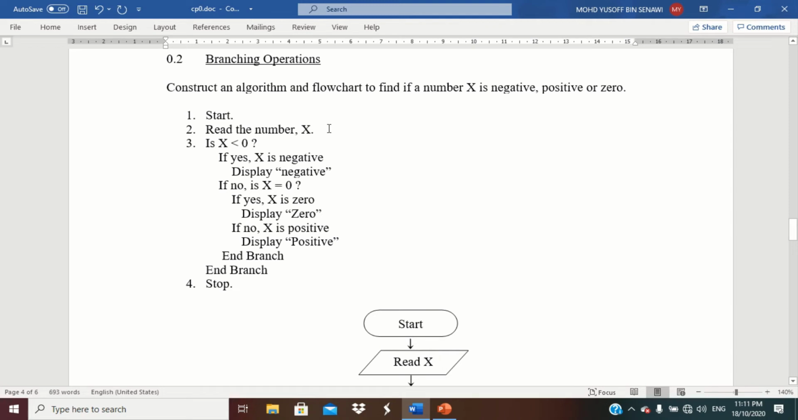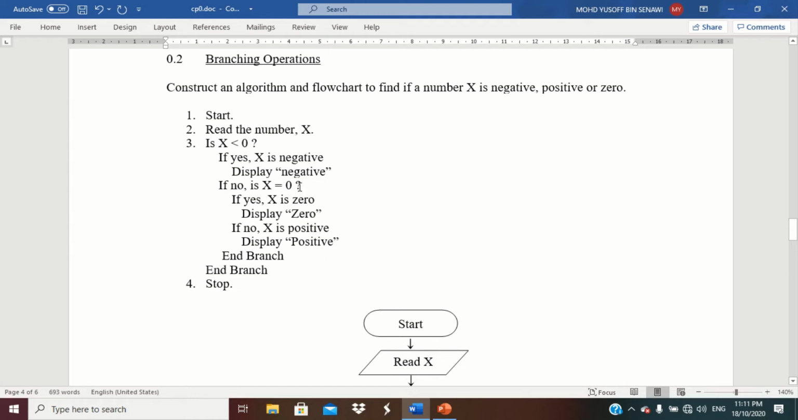Start, get the number x. Is x less than 0? If yes, then x is negative. Display on the screen that x is negative. If no, we need to test x is equal to 0. If yes, x is 0, display 0. Otherwise, display x is positive.